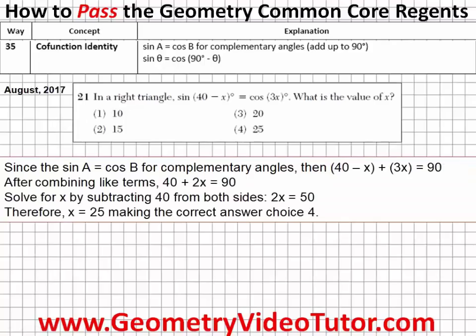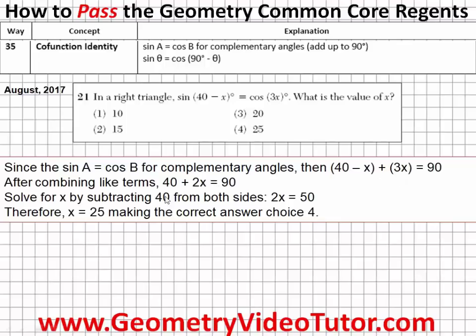Now on the August 2017 Regents, they had a similar question, a little bit more advanced because this time they threw in an x. Well, we know that the sine of A is equal to the cosine of B for complementary angles. So that means 40 minus x plus the 3x is going to be equal to 90. Okay, so you got to add up to 90. That's this part right there. And then we want to combine the like terms. So we have 40 plus 2x is equal to 90. That's the next sentence right here.